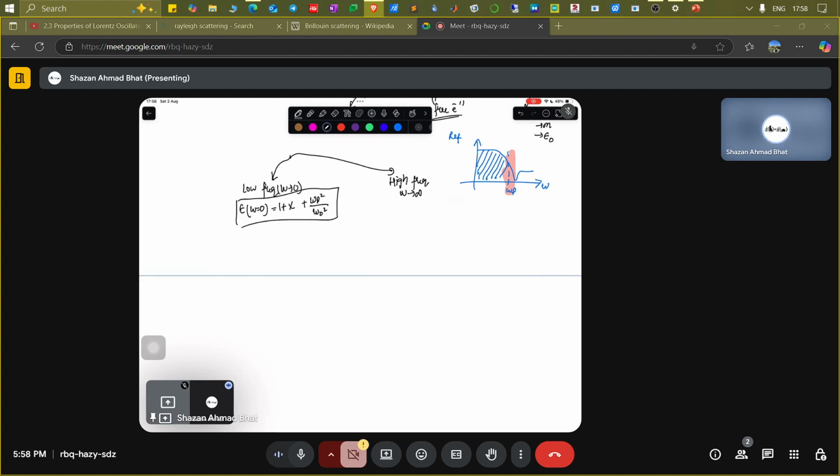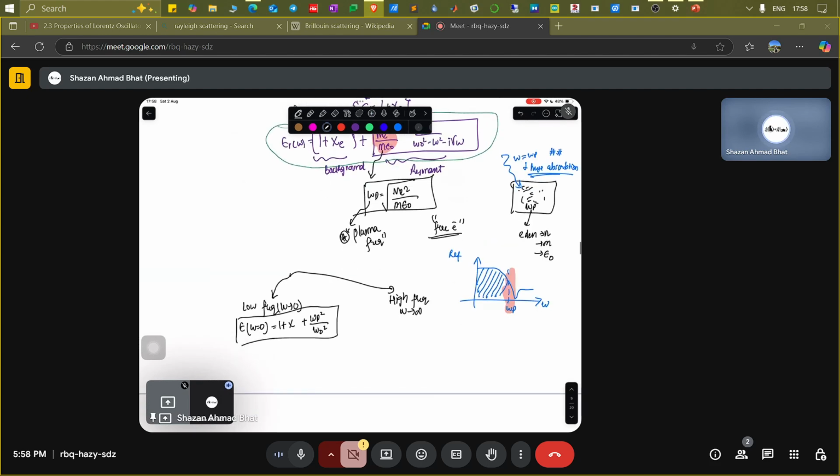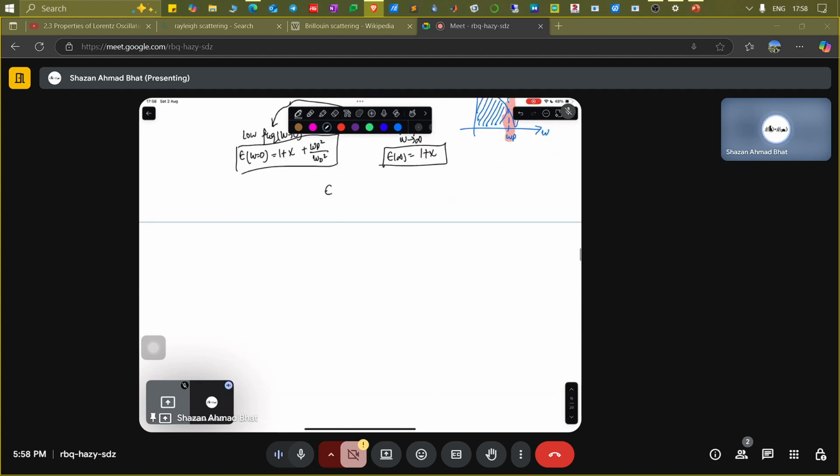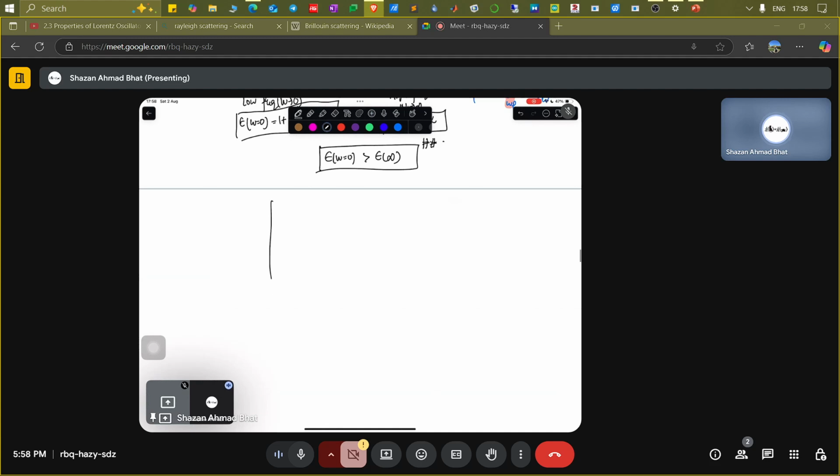At high frequency, if you put omega tending to infinity, just solve it, you will get basically epsilon of infinity to be equivalent to 1 plus susceptibility. That means epsilon at omega equals to 0 is greater than epsilon at infinity. That is the fundamental notion we understand from it. That means the permittivity at low frequency is going to be huge compared to the permittivity at infinite frequency. That is also shown in those curves.